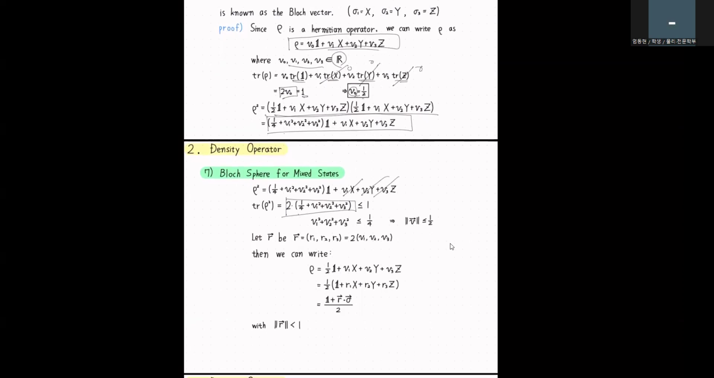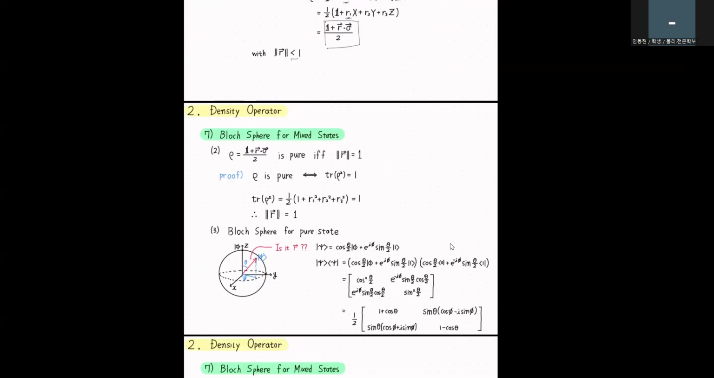Using the commutation relations of the Pauli matrices, their product relations, and doing some more algebra, we get this final expression, and we can take the trace of both sides to get this final expression on the right-hand side, since these are all 0. Then we know that this value must be less than or equal to 1, and so we get this inequality. So this vector nu has a size that's less than or equal to a half. If we define r to be 2 times that, the size of r is less than or equal to 1. We can then write this form in terms of the r vector instead of the nu vector to get this final expression.